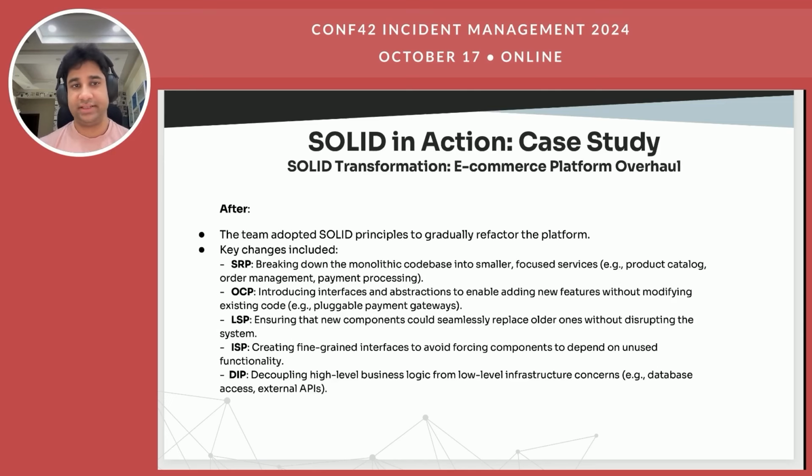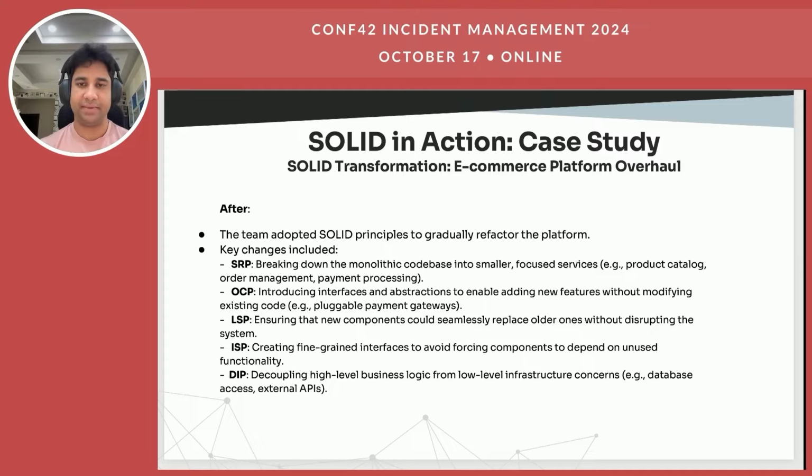So what did they do? They adopted SOLID principles, even though they were not necessarily known as SOLID back in the day. We broke down the bigger components into smaller code bases. For example, product catalog, order management, payment processing, so on and so forth. Even offers, because it's a marketplace, where many merchants come and place their bids to sell their items on the Amazon homepage. We also followed the open closed principle, where we ensured that pluggable payment gateways could be added.